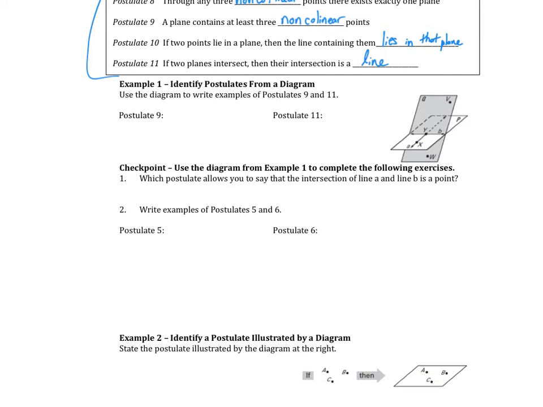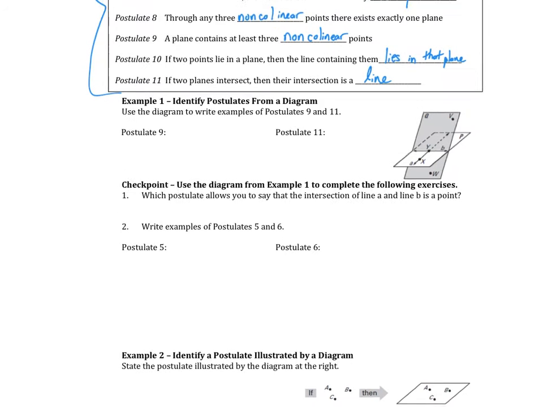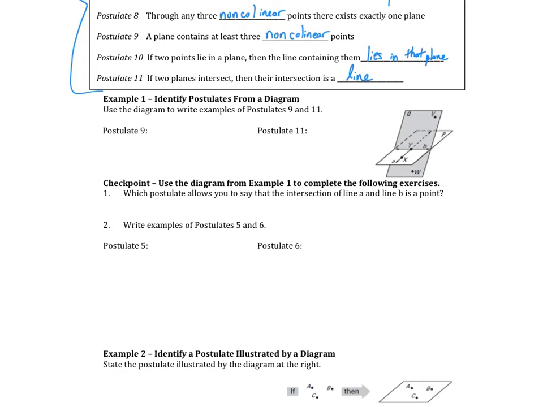Okay, so we're just going to talk about those postulates and show a little more what they mean with pictures. So use a diagram to write examples of postulates 9 and 11. Postulate 9 says a plane contains at least 3 non-collinear points. So if you look at plane Q, your plane Q is the shaded one. There are 1, 2, 3 points. Those 3 yellow points are non-collinear.